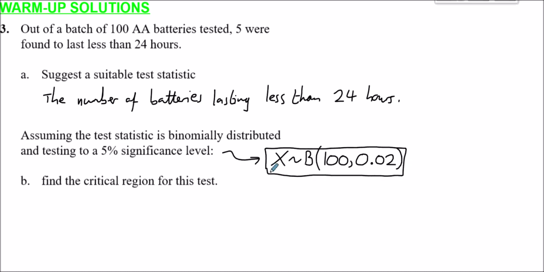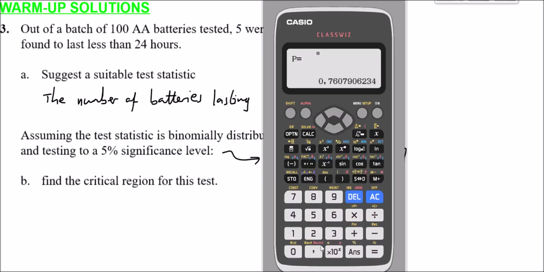What this is saying is it's the probability of us incorrectly saying that the null hypothesis is incorrect. So it's the probability of rejecting H0 by mistake. So find the critical region for this test. What we need to do here is to find what actual number of batteries would cause us to reject H0, assuming this to be true. So there's a few ways of doing this. What I'd honestly suggest is just to do trial and error on the calculator.